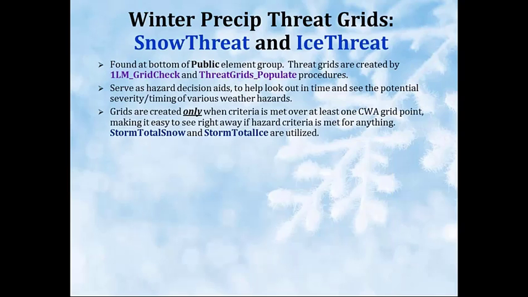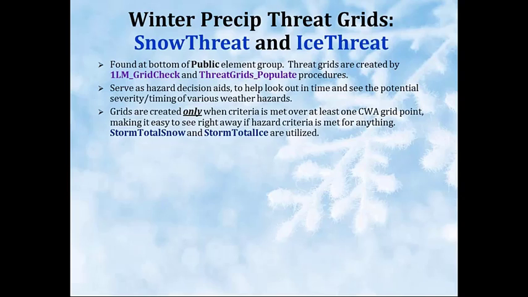In terms of threat grids and winter weather, everyone's used to using threat grids for other things like marine weather. We do have a snow threat and ice threat grid. And you can run these via either the grid check or threat grids populate procedure at any time, as with all the other threat grids. And these serve as hazard decision aids to help look out in time and just to help determine the potential severity and timing of various weather hazards.